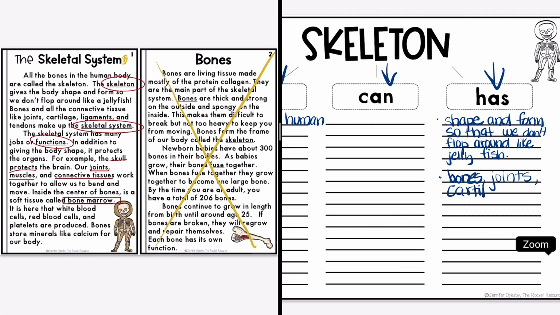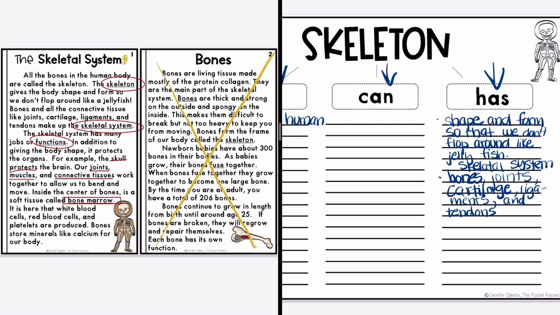I lost my spot on how to spell cartilage. So up here I'm going to write skeletal system, because this one is about the skeletal system and not just the skeleton. So the bones, joints, and cartilage, ligaments, and tendons make up the skeletal system.